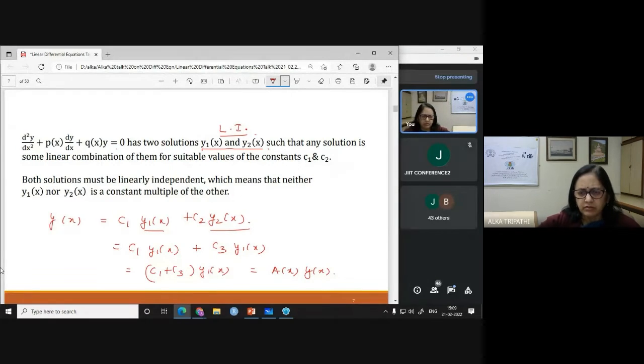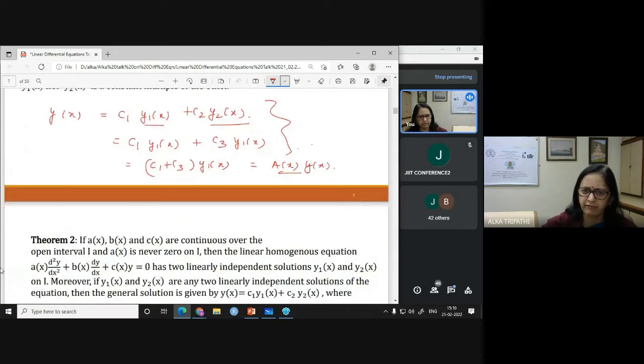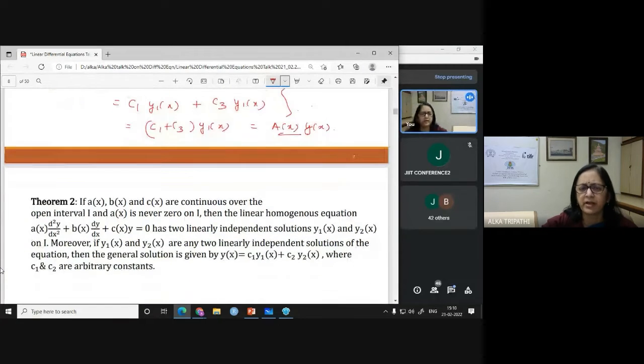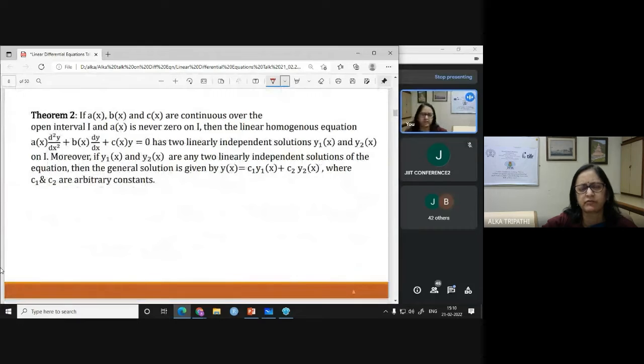Therefore, for a general solution to exist, we should have two arbitrary constants, and for two arbitrary constants, our solutions should be linearly independent. Dependent solutions are there, fine, but two linearly independent solutions are a must for second order. Similarly, for third order we will have three linearly independent solutions, and we have this theorem. We can prove this theorem for the same.